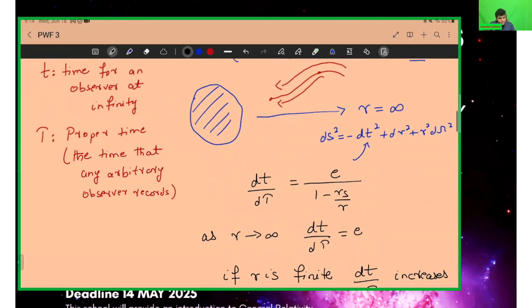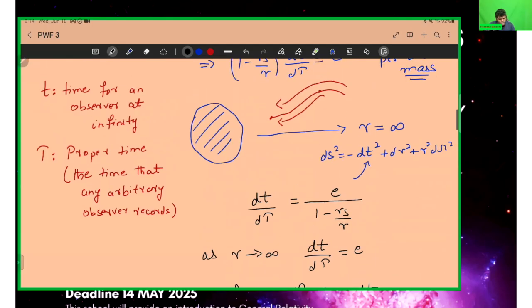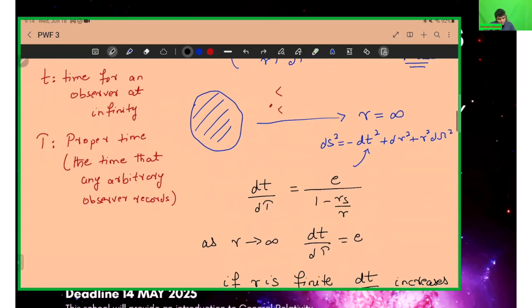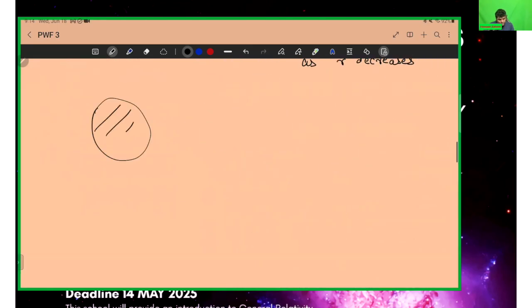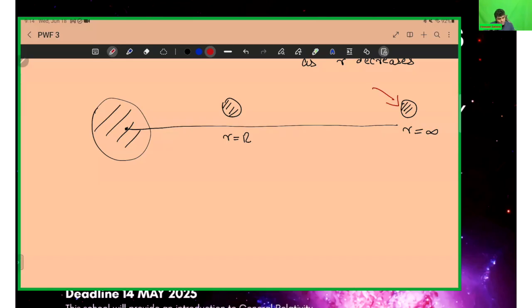What does it mean? It means that if you have a clock, let me not erase it, let me make a new diagram. So if this is the Schwarzschild black hole, and let me make some clocks here. If there is a clock here at r equals infinity, and a clock here at r equals some r, then the rate of time that passes for this clock is t, and the rate of time that passes here is tau, because it's a moving clock.